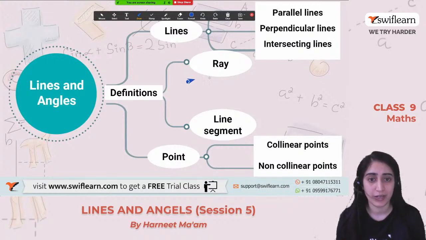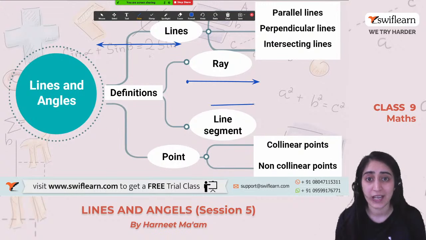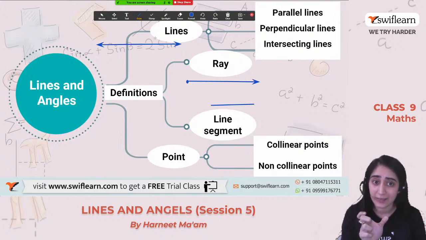So it can move in one direction infinitely, whereas a line moves in both directions infinitely. This is a line, right? How about a line segment? What is a line segment? A line segment is a line which has 2 endpoints and it has a definite length, right?